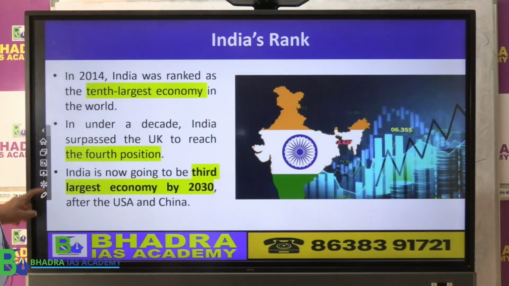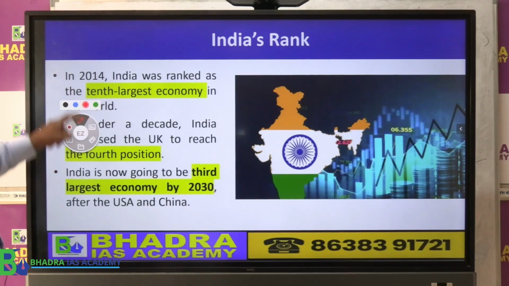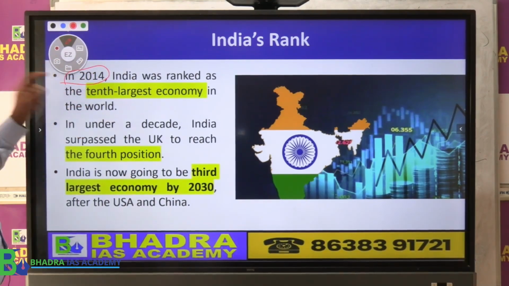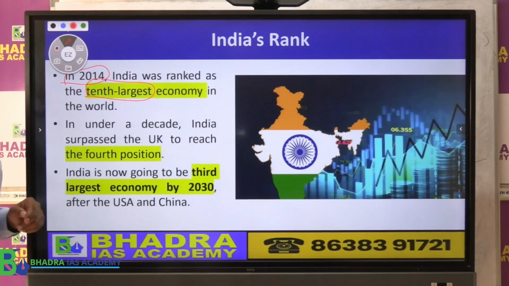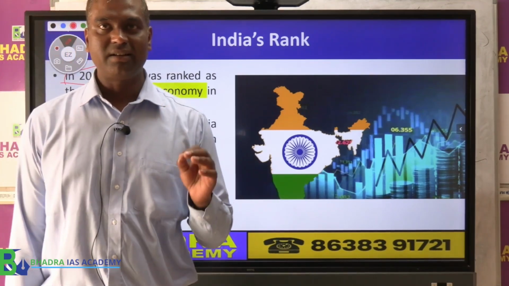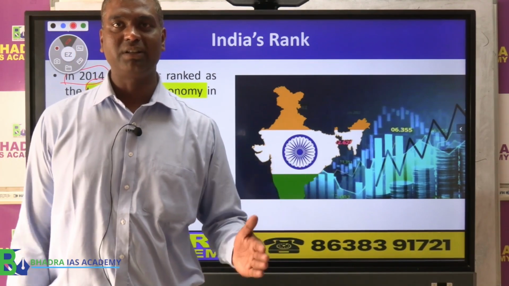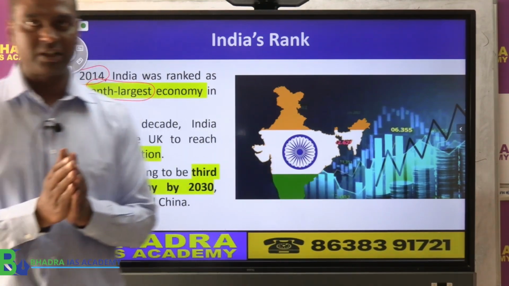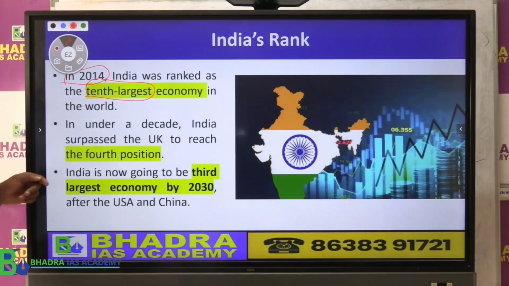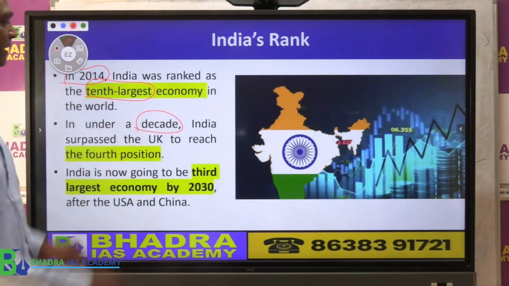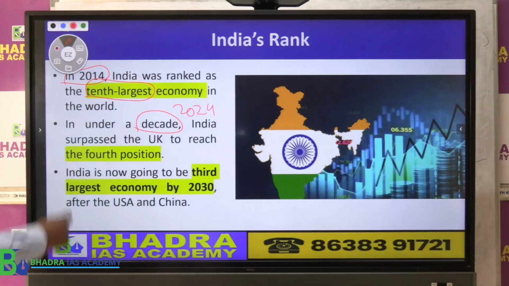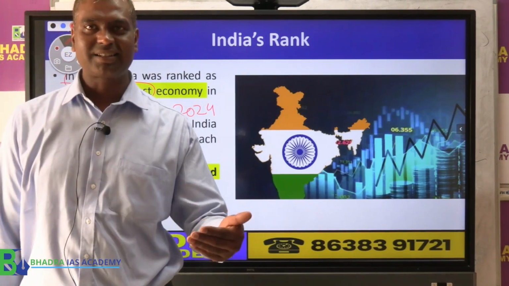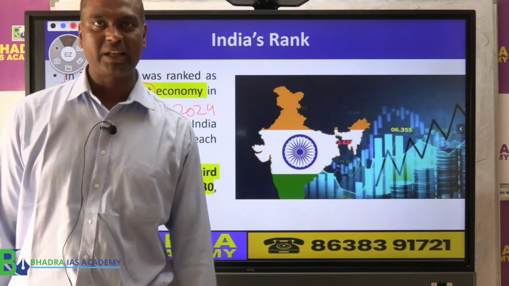If you look at it carefully here, in 2014, that is 10 years ago, India was ranked 10th largest economy in the world. That means we were at number 10 largest economy in the world. India was holding the 10th position. The same thing changed within a decade. Say by 2024, India came to 4th position. That means from being 10th largest, we have come to 4th largest economy, right?